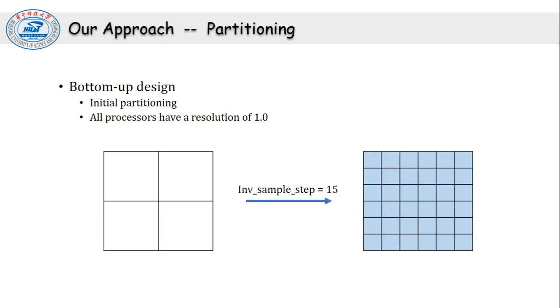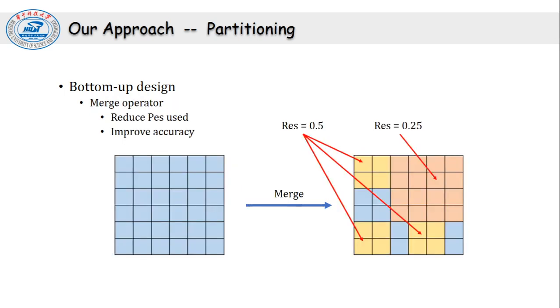For partitioning, we adopt a bottom-up design approach. We first determine a feasible inverse sample step to partition the original space, and each PE covers an area with the highest resolution. In this case, we can get an initial solution with an overshoot of 0.